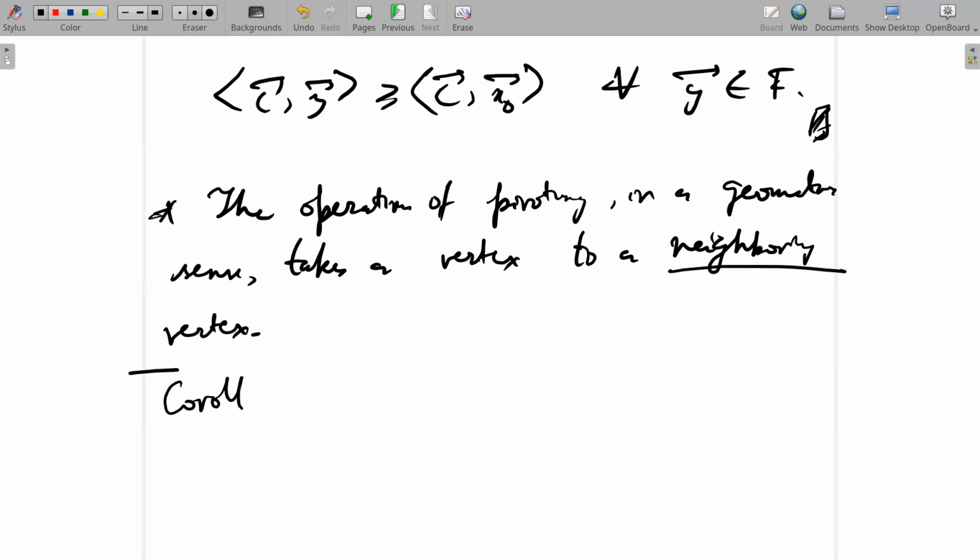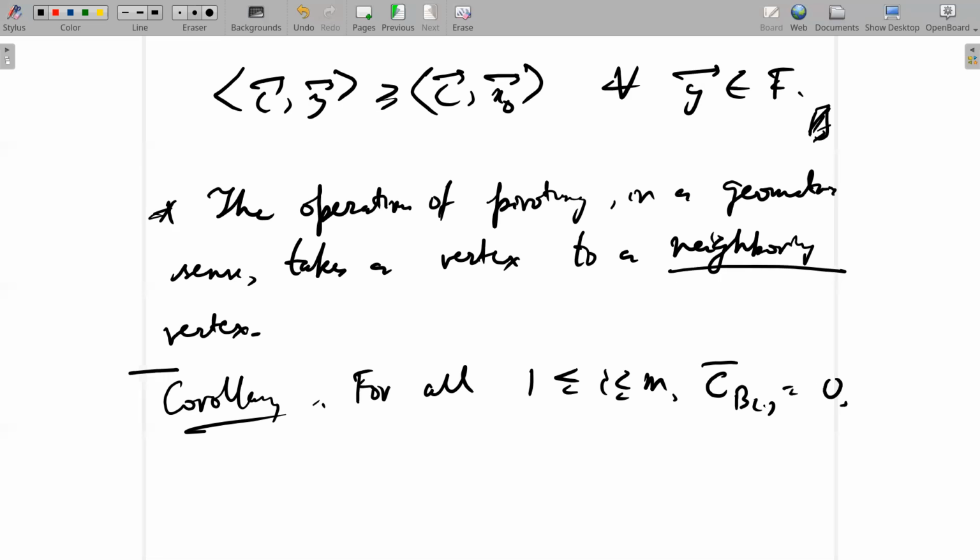A quick corollary, before moving on to that computation. For all i between 1 and m, this is equal to 0.